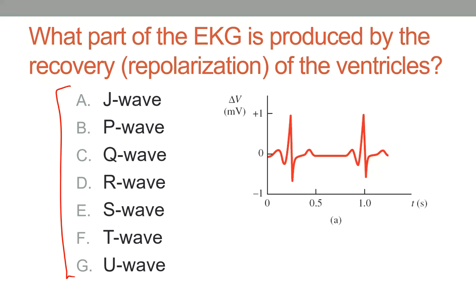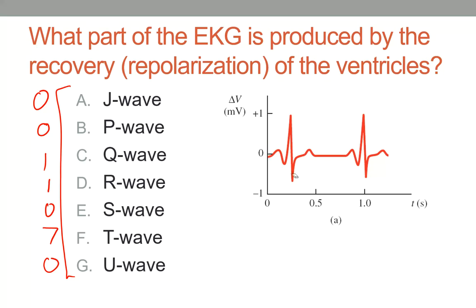Okay, all 9 of the people who have logged in have answered. So here's what we have. We have 0 that said J, which is good because J is not one we talked about. And we have 0 that said P. We had 1 that said a Q, 1 that said an R, 0 that said an S, 7 that said a T, 0 that said a U. Now, I believe the J and U waves are legit waves. I looked stuff up when I made this question, but I don't know what those are. What we learned was this one here.